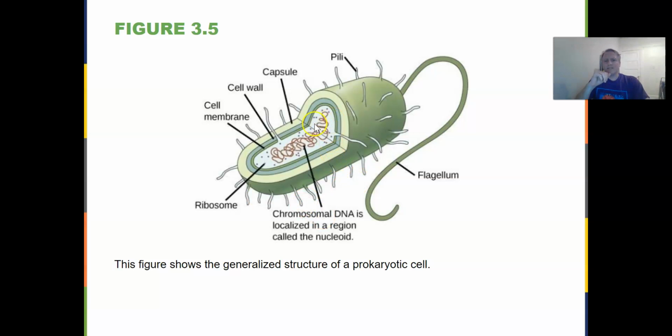The cell also has this chromosomal DNA that just hangs out in the center. There's no nucleus to contain it. The DNA just hangs out in the middle, and the region is called the nucleoid. So if it was eukaryotic, it would have what?